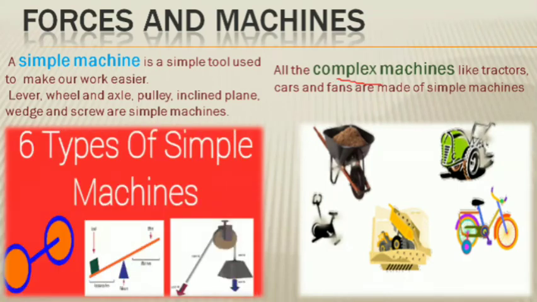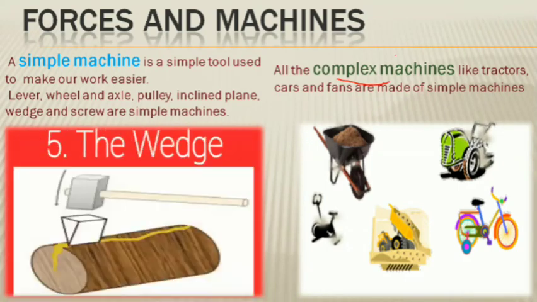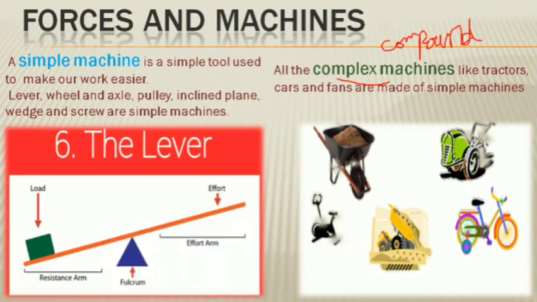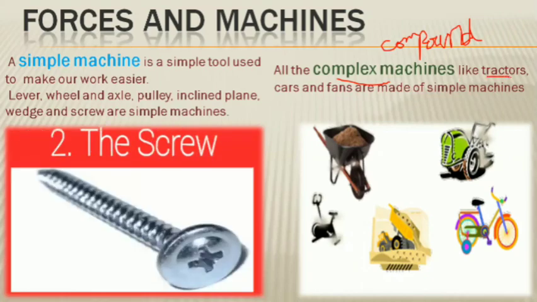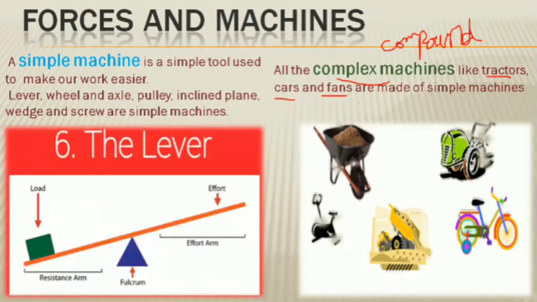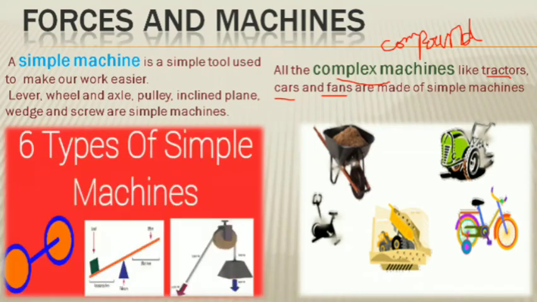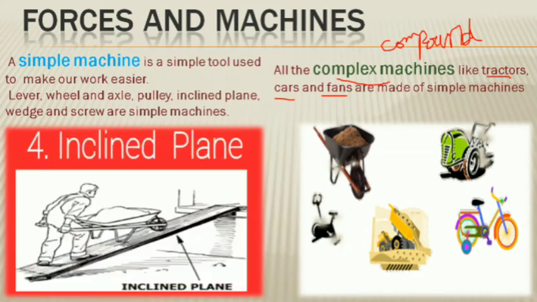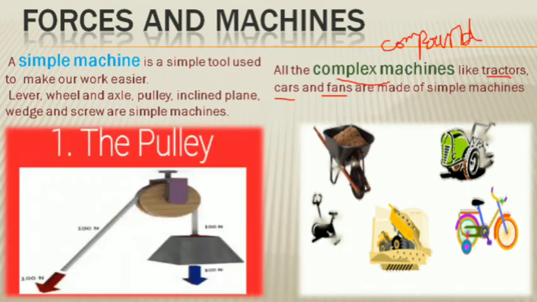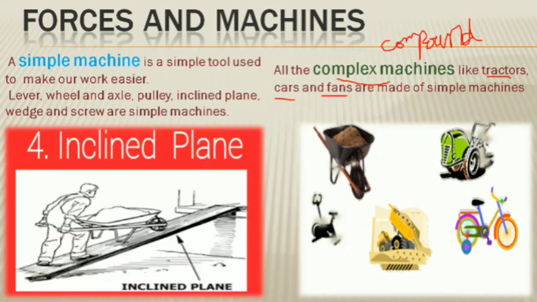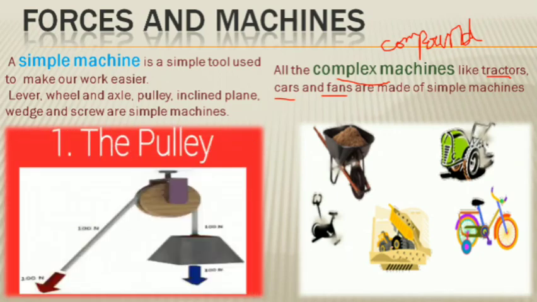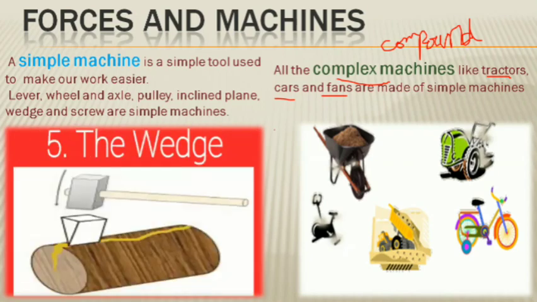The other machines which we use are complex machines, also called compound machines. Compound machines are a combination of lots of simple machines, like the tractors, cars and fans we use. These are all made up of simple machines. So here you can see some common complex or compound machines, in which we use different types of simple machines.